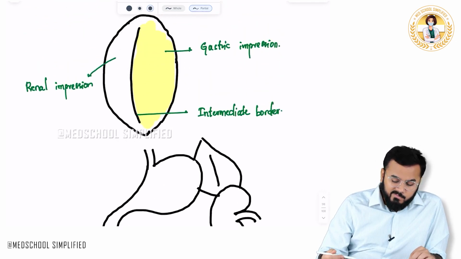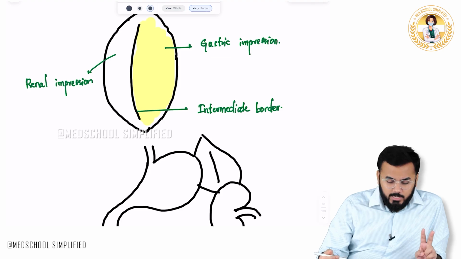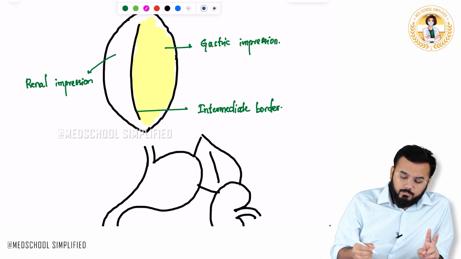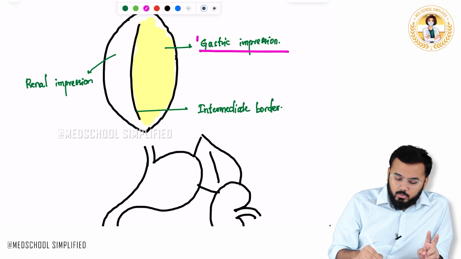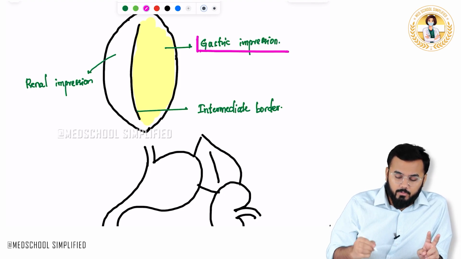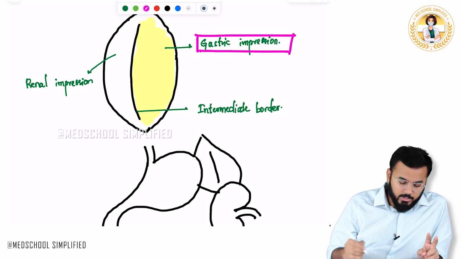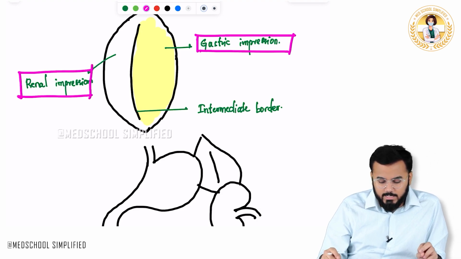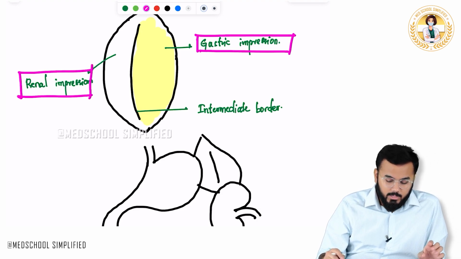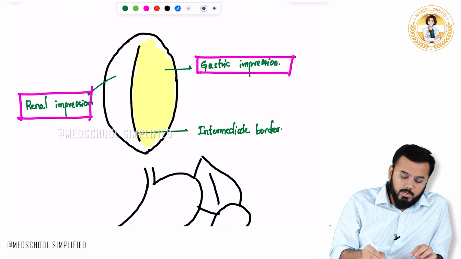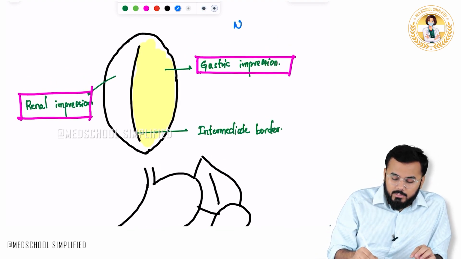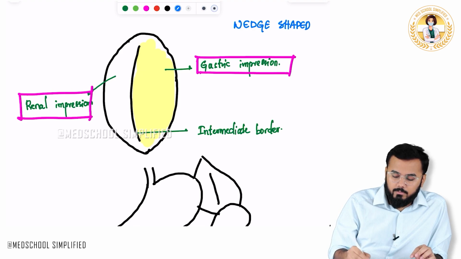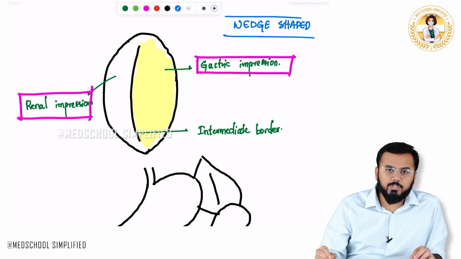So two organs overlap the spleen. What are those two organs? One is the stomach. This region, the stomach will overlap, so you call it a gastric impression. And here the kidney will overlap, so you call it a renal impression. So this kind of spleen, whatever you can see here, is called a wedge shaped spleen.